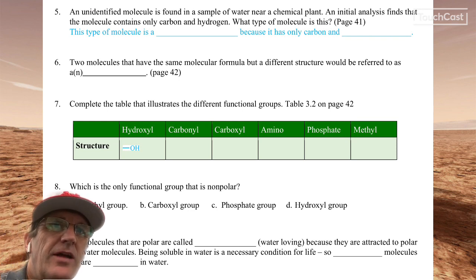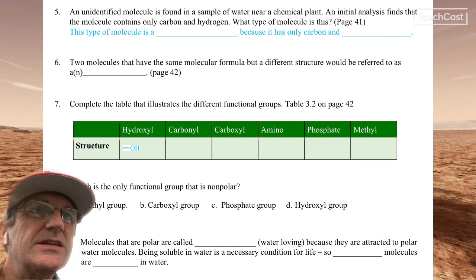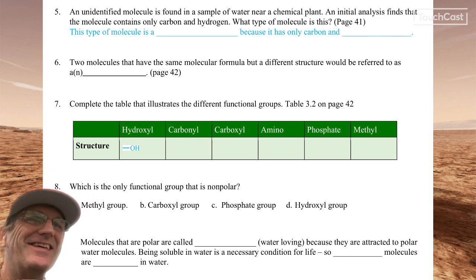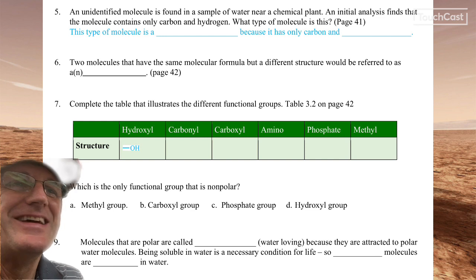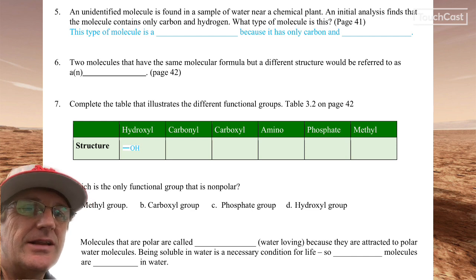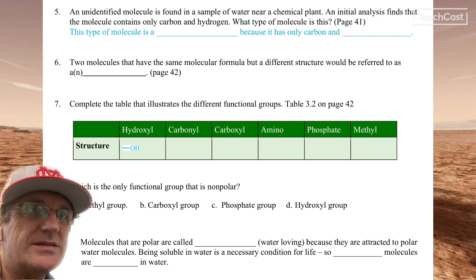An unidentified molecule here on Mars is found in a sample of water. Hopefully we'll find water. Near a chemical plant. An initial analysis finds that the molecule contains only carbon and hydrogen. What type of molecule is this? There we go. This is a hydrocarbon because it has only carbon and hydrogen.